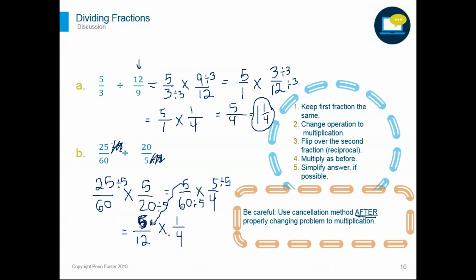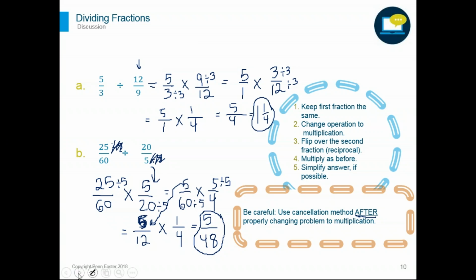So again, nothing is common. I'm going to go ahead and multiply across. It's going to be a 5 over 48. Nothing common between 5 and 48. It's a proper fraction. Nothing to be done further. This is the quotient. So again, we did find the quotient by changing the problem to a multiplication problem and also changing the second fraction to the reciprocal.